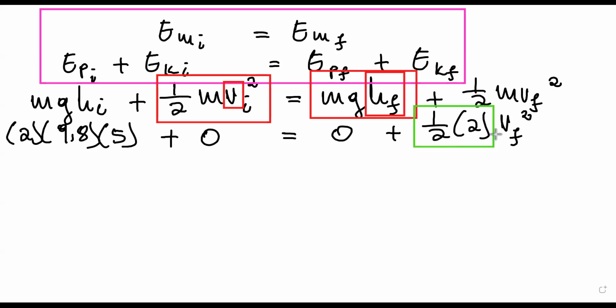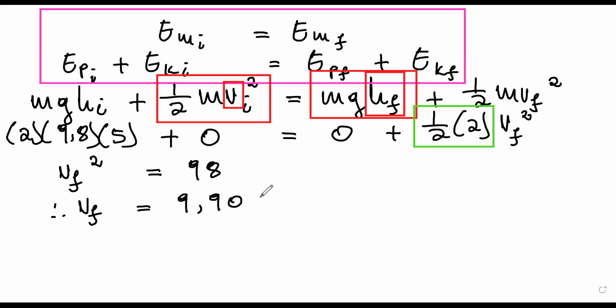Then these two will just cancel out. Half times 2 is 1. So on the right-hand side, we now have VF squared. And if you go to your calculator and say 19.6 times 5, well, you're simply going to get 98. And if you find the square root on both sides, then you find that your final velocity will be 9.90 meters per second.